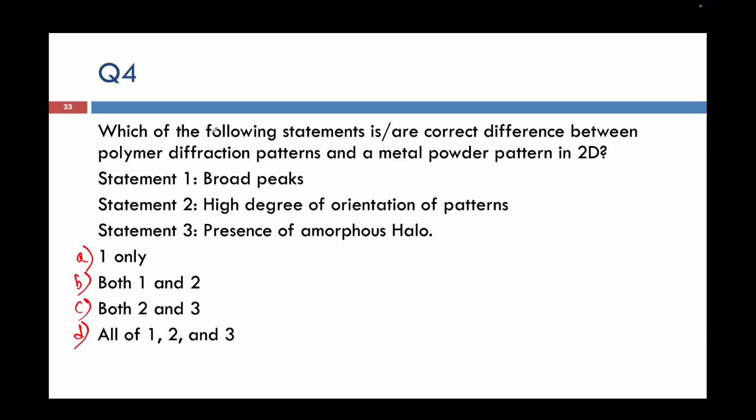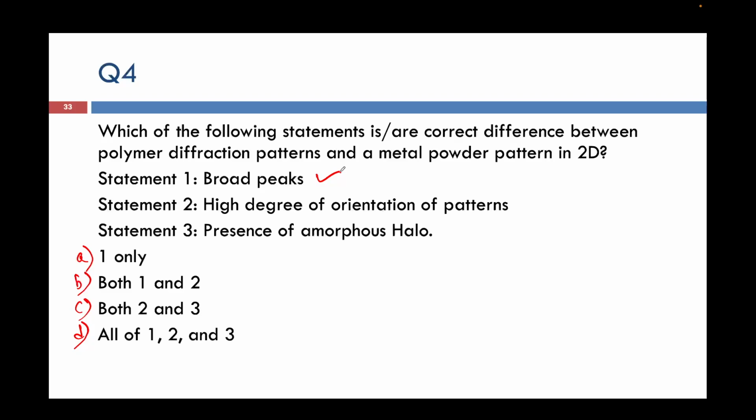Okay, so in a metal powder pattern we will actually get all three. Presence of amorphous halo, because a polymer is a combination of monomers, and some monomers are crystalline, some monomers are amorphous. So when we get amorphous and some crystalline, the crystallinity will not be very good, the crystallinity will be poor. When we get poor crystallinity, broad peaks will be there. That means our peak will not be sharp. And high degree of orientation of patterns, no, we will not get a high degree of orientation in a polymer diffraction.